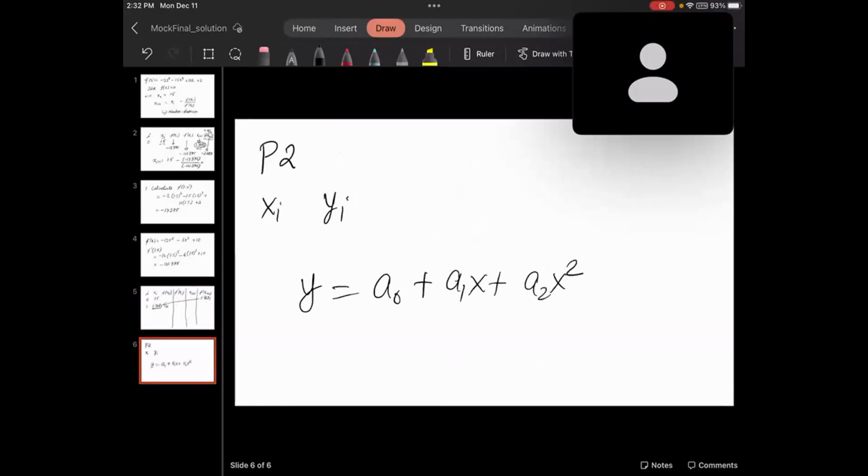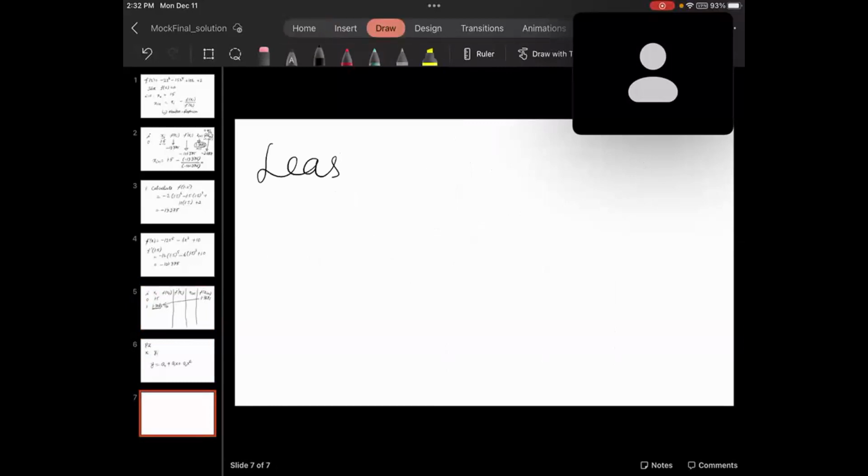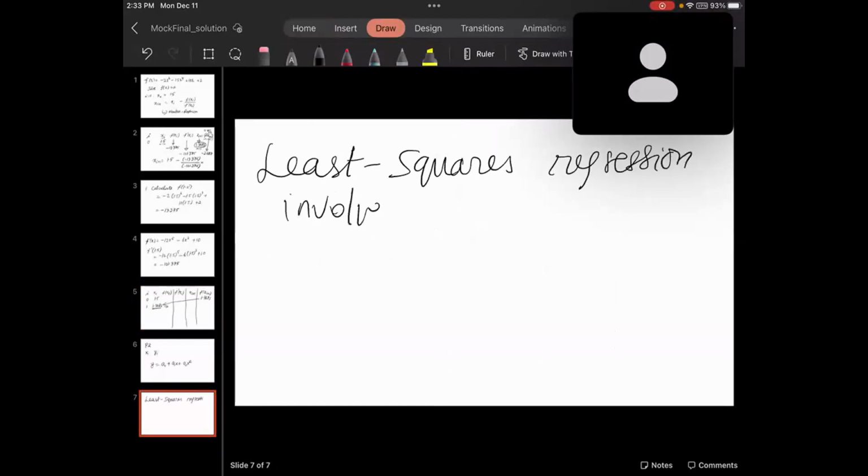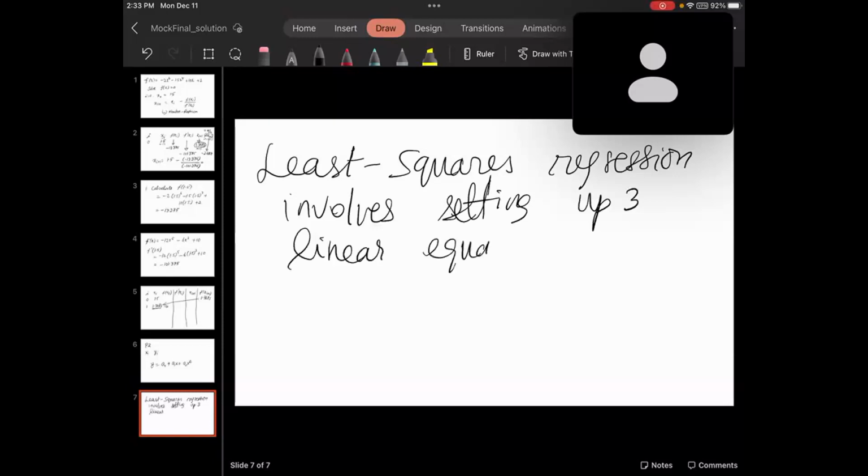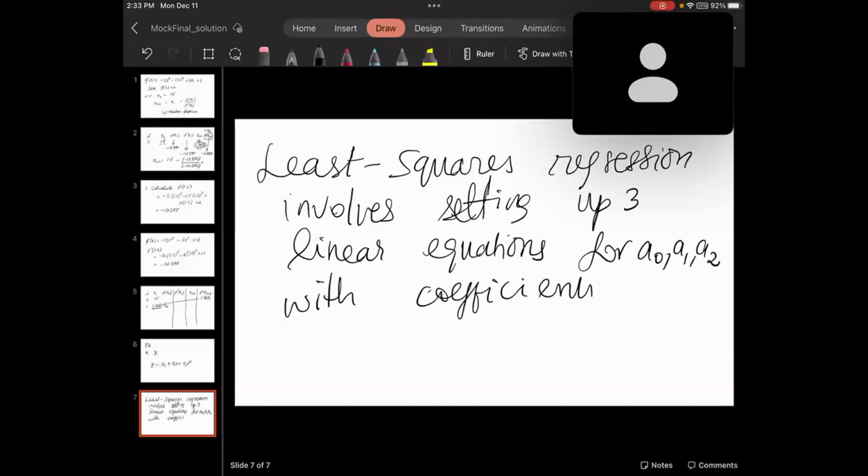I don't want to go into the entire details of the least squares method, but what is required is that least squares regression involves setting up three linear equations for a0, a1, a2 with coefficients derived using the given data.